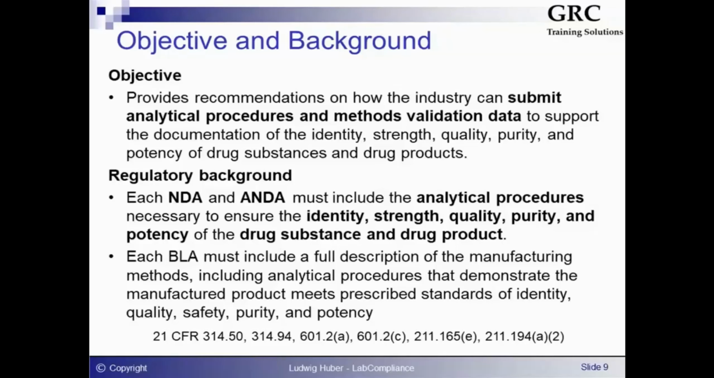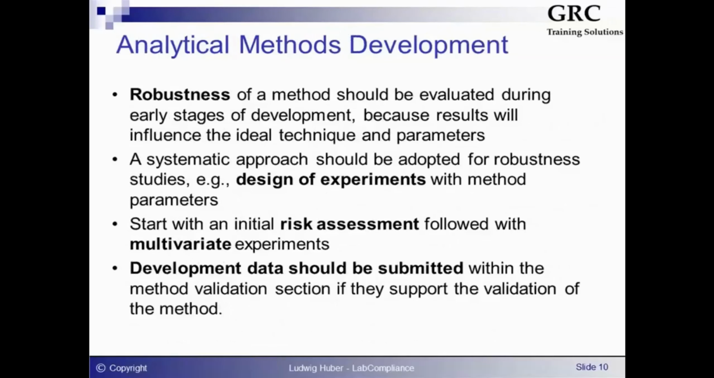We go to the analytical methods development here. The chapter on analytical methods development is new compared with the existing guidance. There is a lot of emphasis on robustness testing. I mentioned it already earlier on. That should be evaluated during early stages of development because results will influence its ideal technique and parameters. This is in line with ICH-Q2, which also recommends conducting robustness testing during method development.